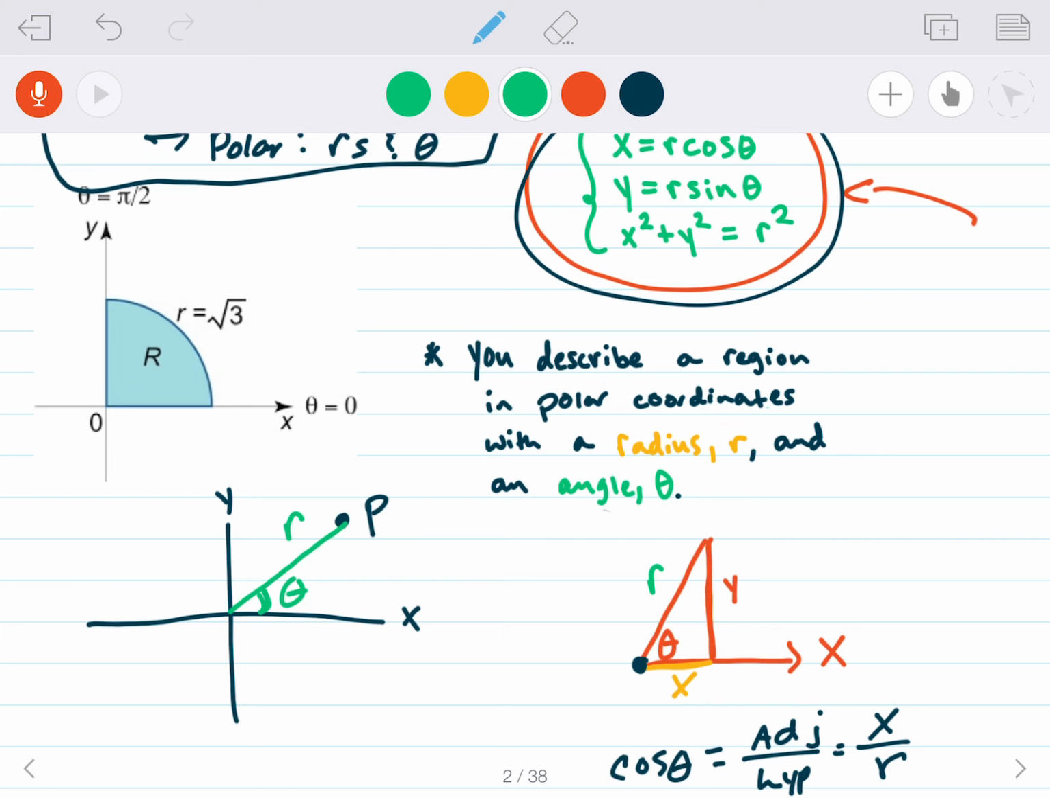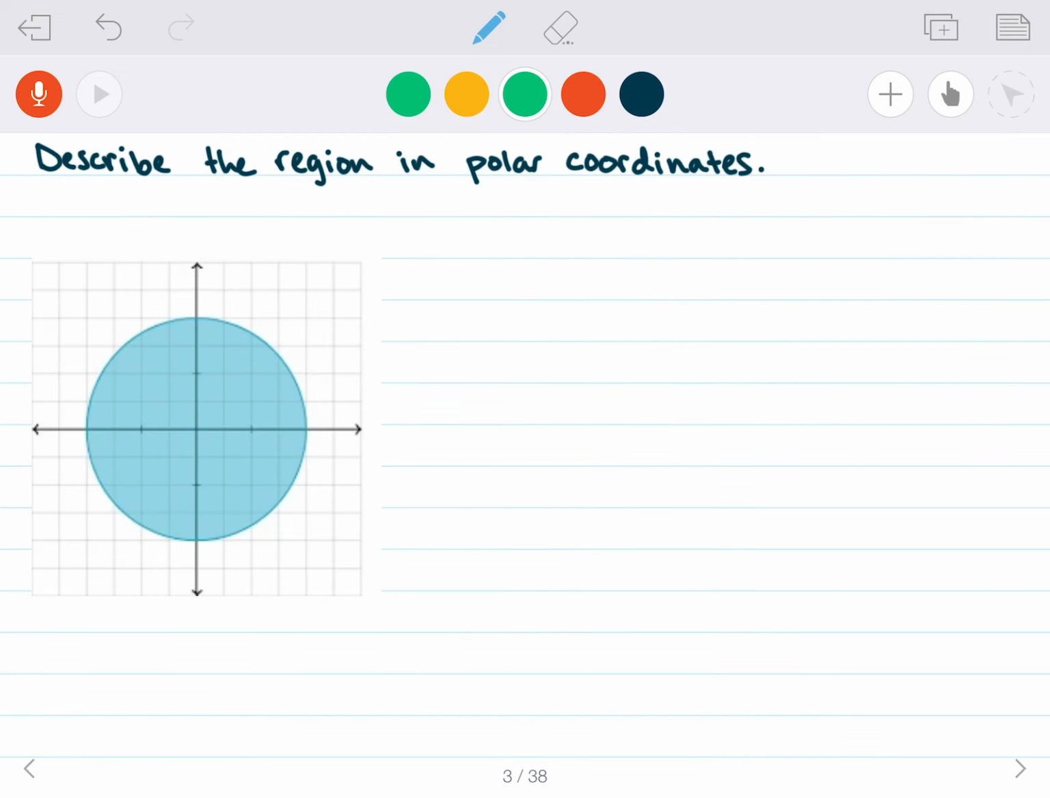And then go an angle of theta away from the x-axis. We can describe a point in that same kind of way. Okay, so let's practice describing regions in polar coordinates.